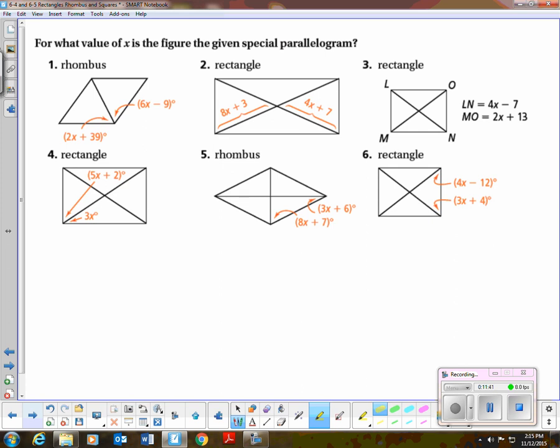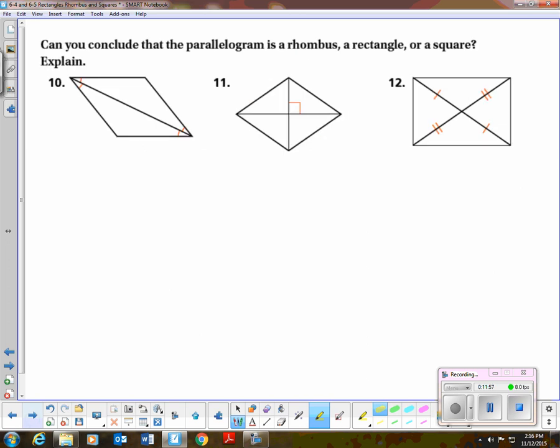All right, so pause the video, work these 6 problems. If you have any issues with these problems, make sure you ask in class the next day, and we'll go over those. Okay. All right, so here's another page. We got a few more questions I want you to work on. So it says here, can you conclude that the parallelogram is a rhombus, a rectangle, or a square? So if you want to pause the video and try what you think these 3 figures are, that'd be great.